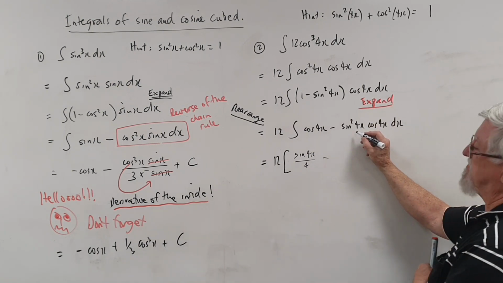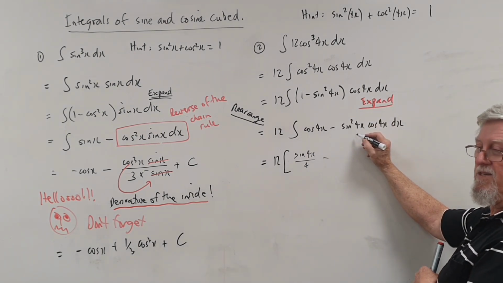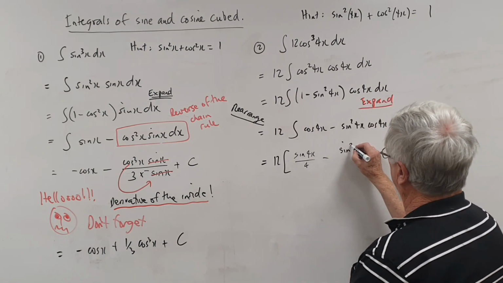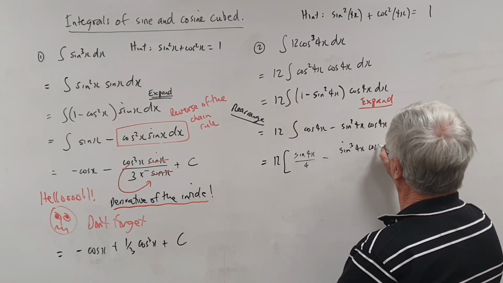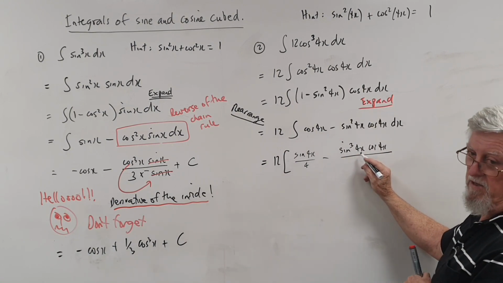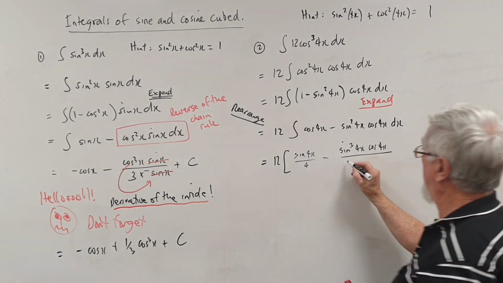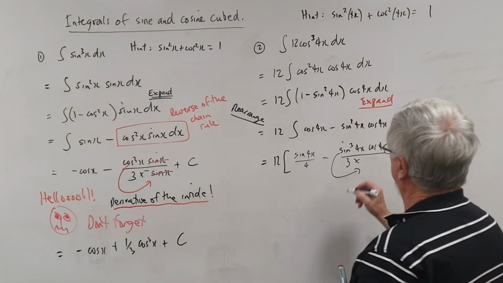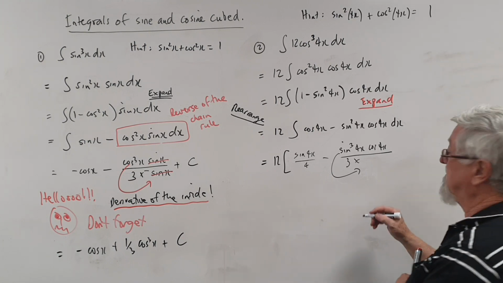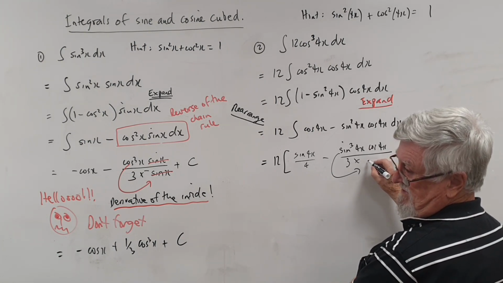So is this a reverse of the chain rule? Yes, and you see it like that now. So that's a sine cubed 4x. Cos is there for the ride. We don't do anything with it. So we divide by the new power, and then we divide by the derivative of the inside. What's the derivative of sine 4x? 4 cos.